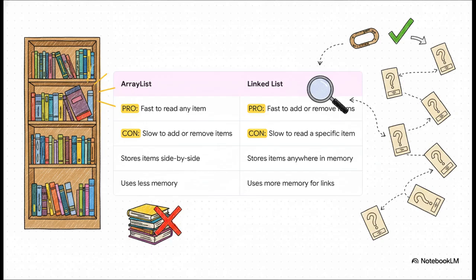Then you have the linked list, our scavenger hunt, which is the complete opposite. It is incredibly fast for adding and removing items, but if you want to find the 500th item, you can't just jump there. You have to start at clue number 1 and follow the chain all the way through 499 other items just to get to it. One is a reader, the other is an editor.